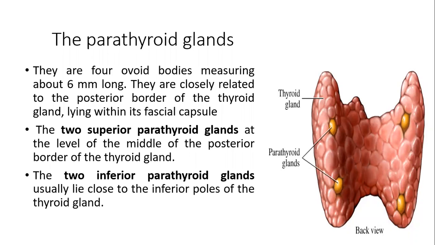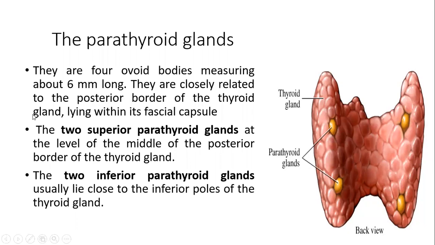Okay, beside the thyroid gland is the parathyroid gland. It is actually behind. In this picture, the thyroid gland is shown from behind, and here you can see very small structures called parathyroid bodies or parathyroid glands. There are four ovate bodies measuring about 6 millimeters, very small, and there are four in number.